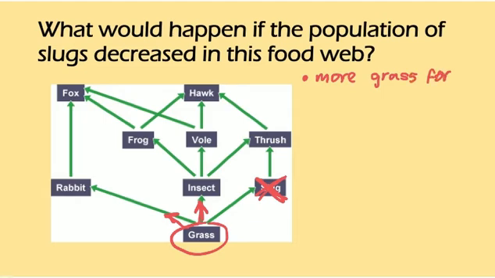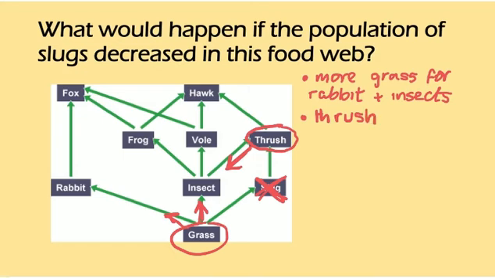for rabbits and insects. We can see the only thing that actually eats the slug is the thrush by here. So if there were no slugs, the thrush would have to eat something else. The only other thing we can see the thrush eats is the insects. So thrush eat more insects.